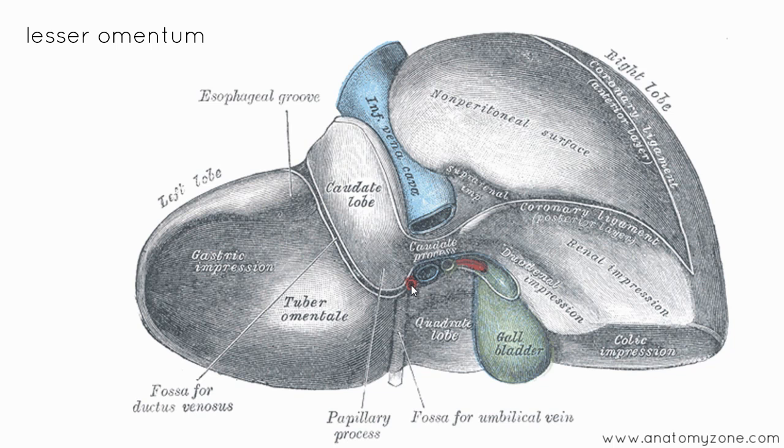So there are two parts to the lesser omentum. You've got a medial and a lateral part. The medial part is called the hepatogastric ligament, and this runs between the stomach and the liver. So hepato, liver, gastric, stomach.